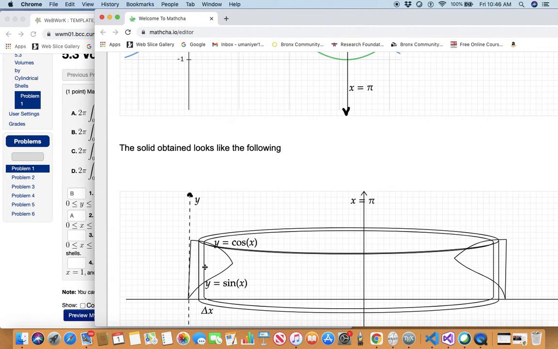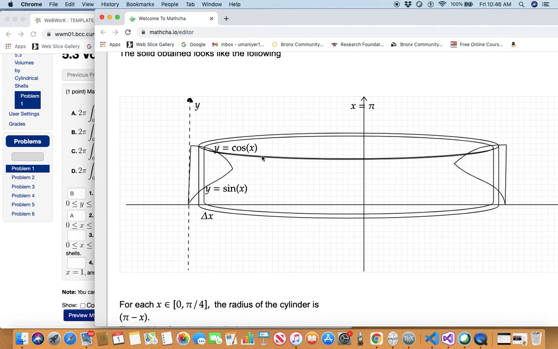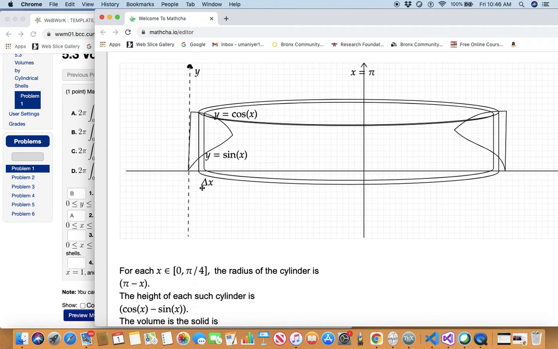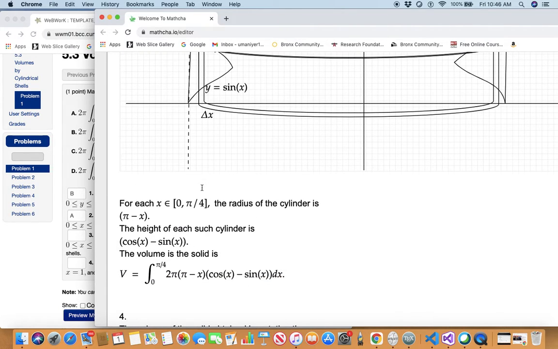So you had that region, you rotated it about the line x equals pi. So you have a wide region but with a big hole in between. Now, thickness is delta x. X goes from 0 to pi over 4. Height of each cylinder is upper curve minus lower curve. All right. So my integral goes from 0 to pi over 4.